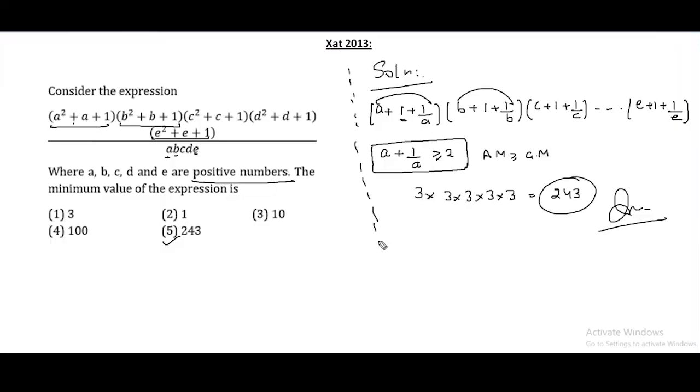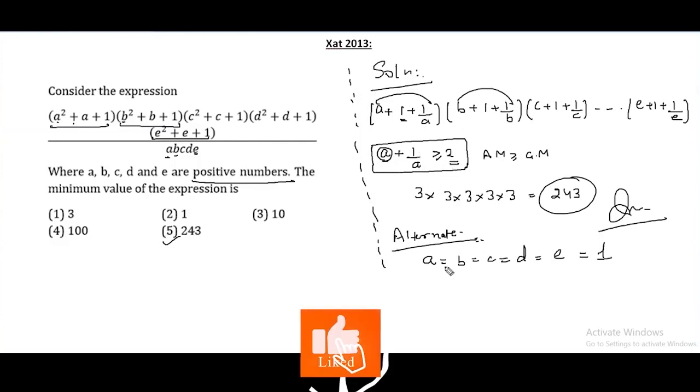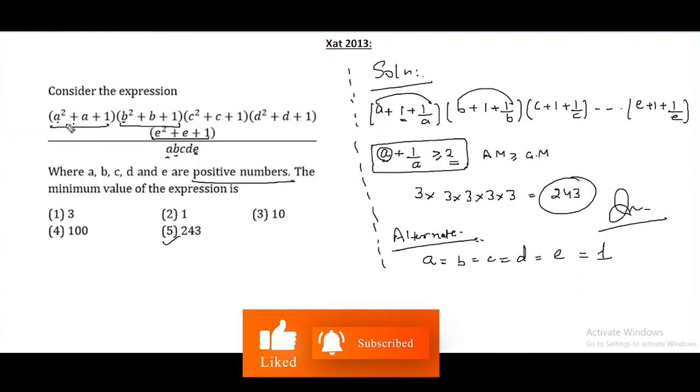In this question, you can remember one more thing, an alternative solution. In this kind of question where all the numbers are in the same symmetry, a square, b square, c square, d square, and so on, you can replace all of them with 1 also. Because this value comes out to be 2 when both of them are 1. So this is 1 and 1 by 1 is also 1. If you want to find the minimum value, you can replace a, b, c, d, and e with 1.